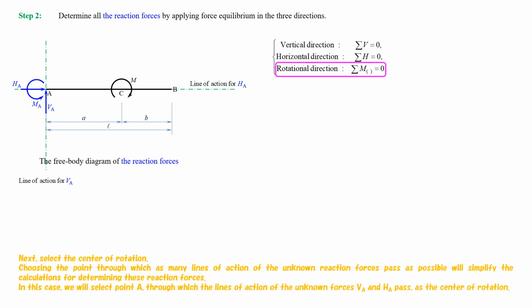Next, select the center of rotation. Choosing the point through which as many lines of action of the unknown reaction forces pass as possible will simplify the calculations for determining these reaction forces. In this case, we will select point A, through which the lines of action of the unknown forces VA and HA pass as the center of rotation.